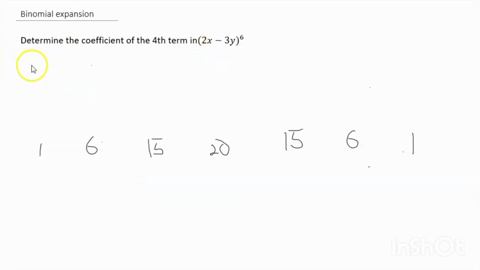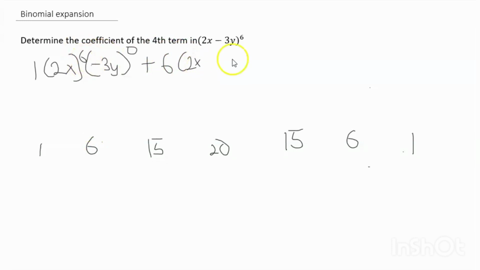So we have our first coefficient as 1. Then we're going to have 2x raised to the power of 6. Okay, then minus 3y raised to the power of 0. Okay, then we have plus, take the second coefficient, which is 6. Then we have 2x. The power will decrease by 1, so it turns to 5. Then negative 3y, the power will increase by 1, so minus 3y raised to the power of 1.